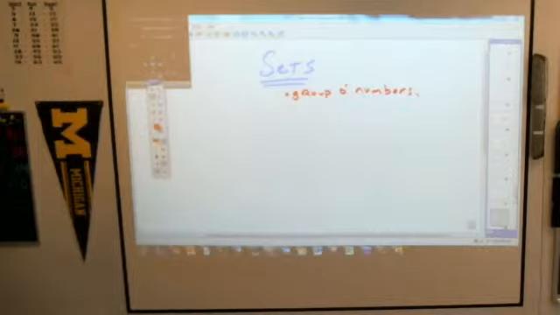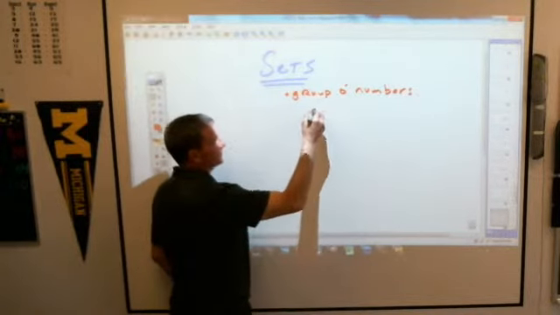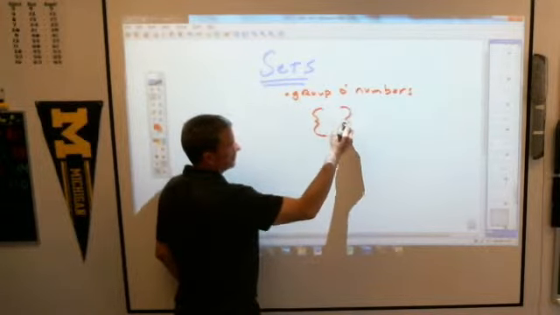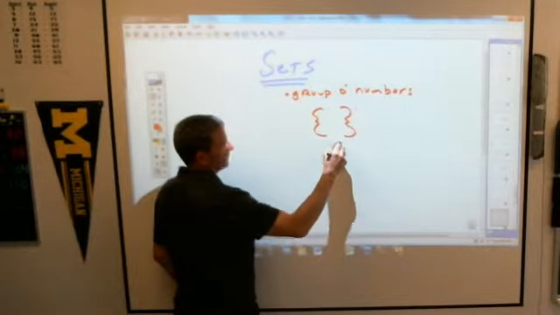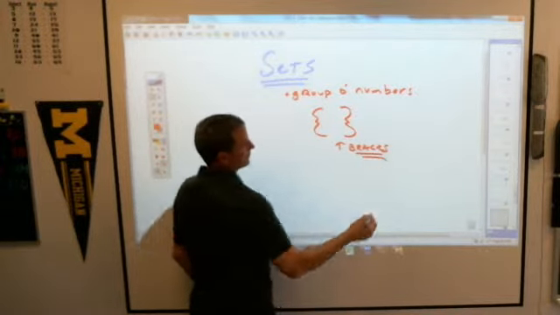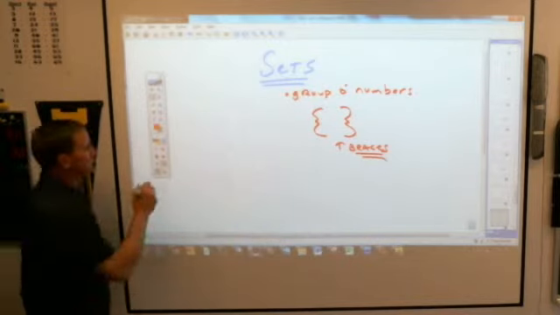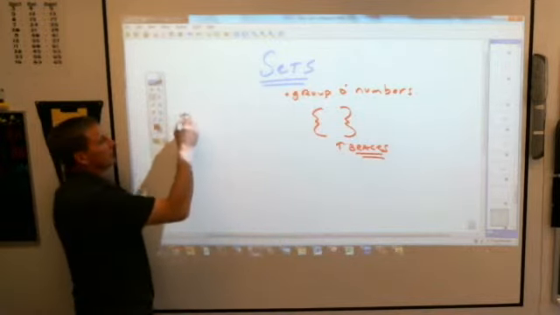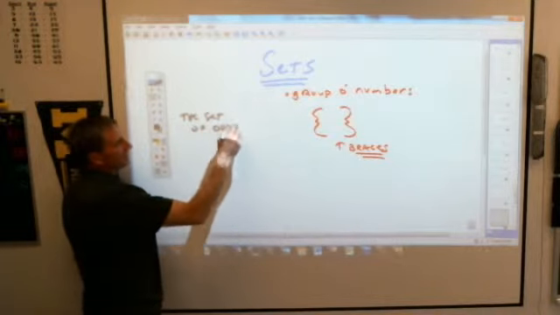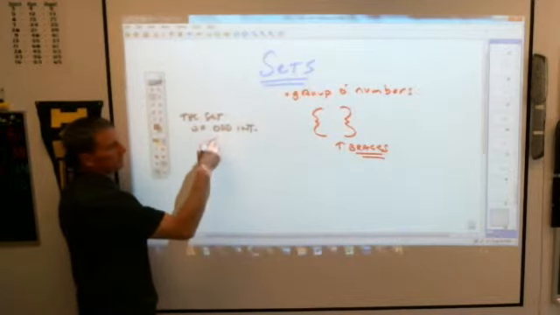And that is my favorite of all grouping symbols. It doesn't always have to be, but it looks like this. Which in math is called the braces. For example, let's just do this off to the side. The set of odd integers would be, you would do this.